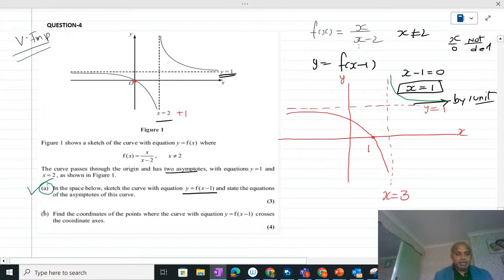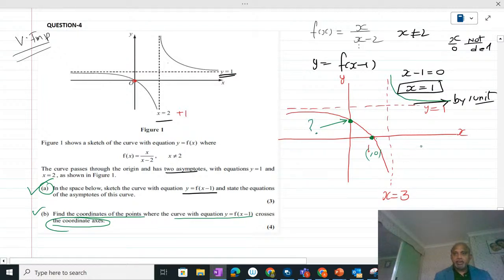Okay, now they are saying B part. Find the coordinates of the points where the curve with the equation f(x minus 1) crosses the coordinate axis. Crosses the coordinate axis means it is crossing here and it is crossing here. So this point we already have, that is 1 and 0, and we need to find this point here. Here I'm putting a question mark. This we need to find.